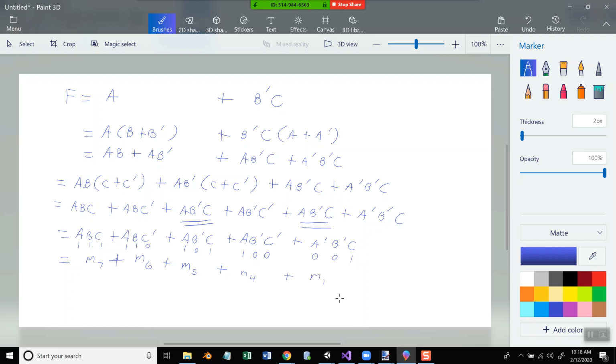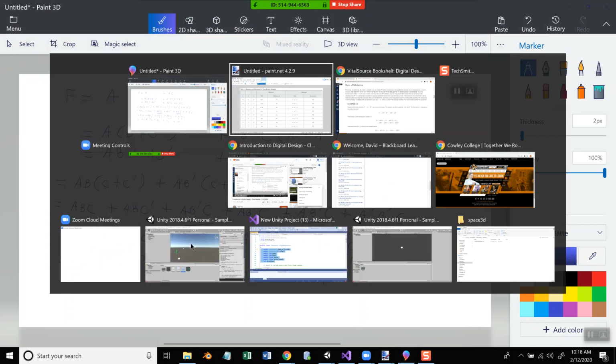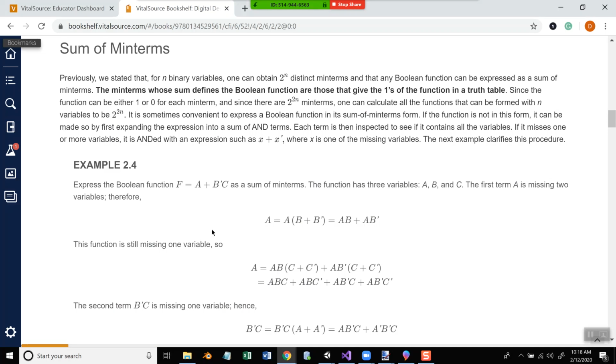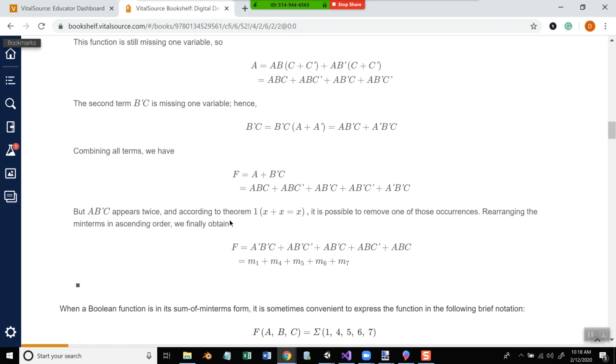So that gives us that. Now let me check it. 7, 6, 5, 4, 1. 7, 6, 5, 4, 1. And it checks. That's what they're referring to, that you can put it into the sum of the min terms. Does that problem make sense? Okay.